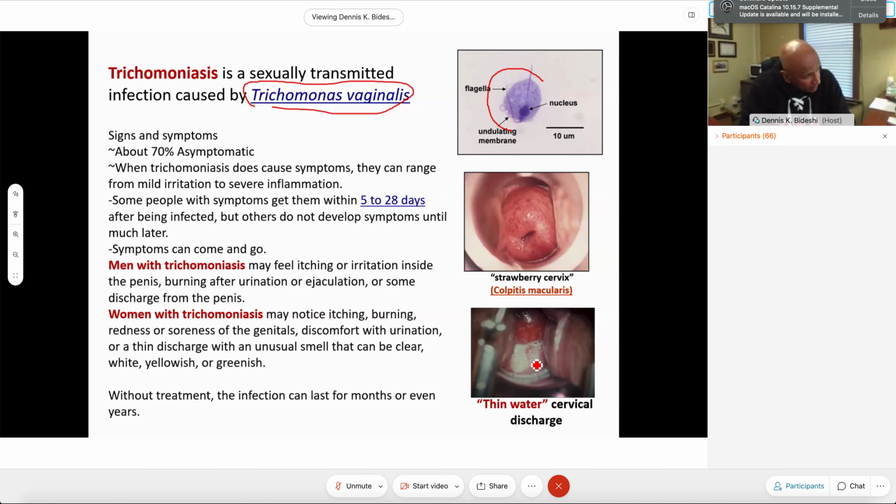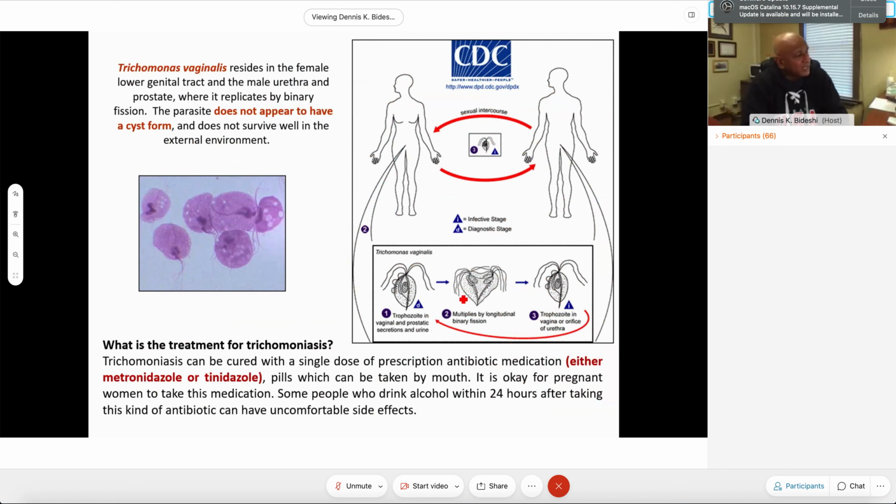This discharge is thin and watery. You can see it's not as thick as we would see for Neisseria gonorrhoeae. We saw that before when we looked at that STD. But this is a frothy and very foul-smelling discharge. Again, this is caused by Trichomonas vaginalis. So this slide shows you this is transmitted among humans. The reservoir for this is humans.